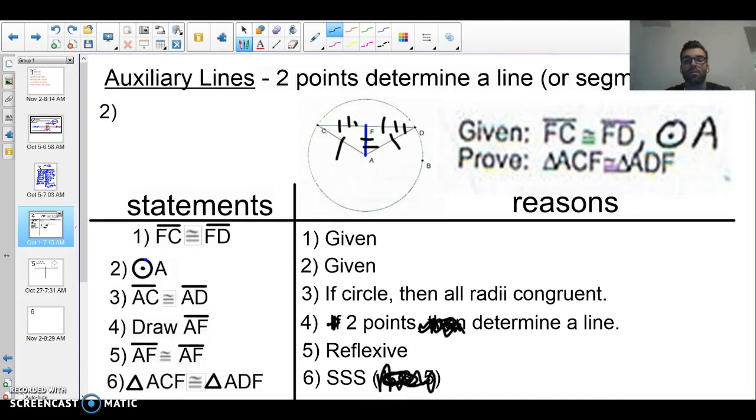Okay. The biggest thing about this proof, the biggest idea to take away from it, is these auxiliary lines. And we use those auxiliary lines to draw in triangles for ourselves, to create two triangles when we don't have two triangles, or two angles.